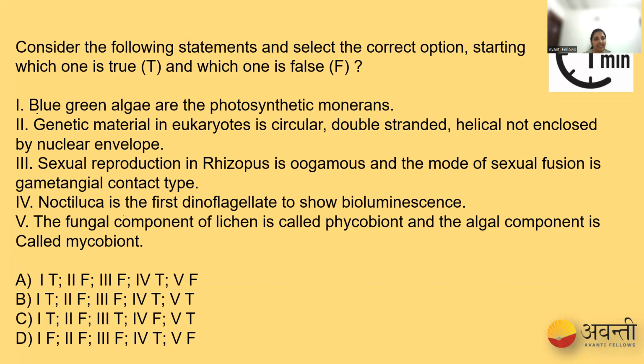Statement number one says the blue-green algae are the photosynthetic monerans. Absolutely correct. Blue-green algae means cyanobacteria, and the cyanobacteria have chlorophyll A. So statement one is absolutely correct, because the cyanobacteria have chlorophyll A and they perform photosynthesis.